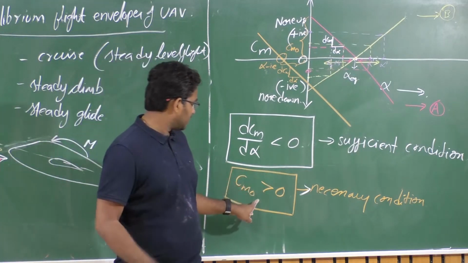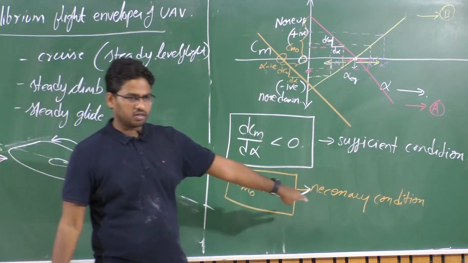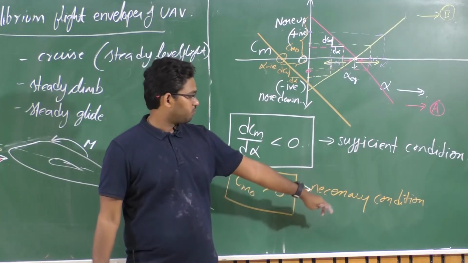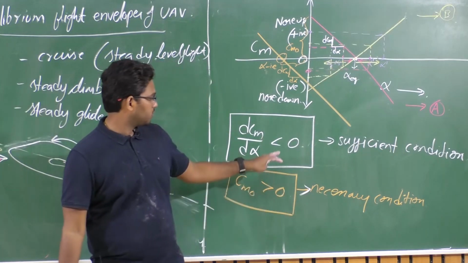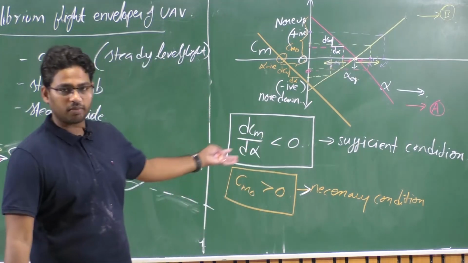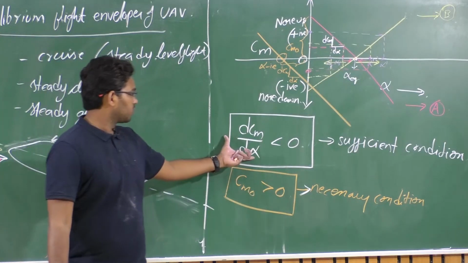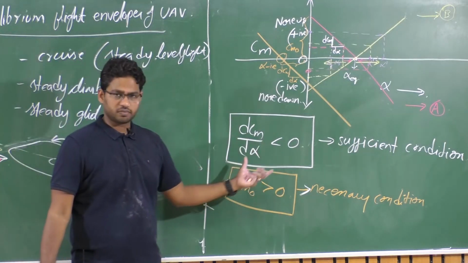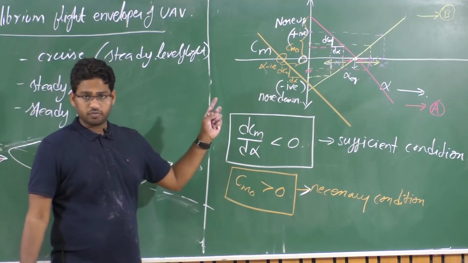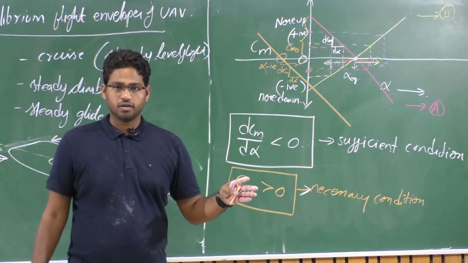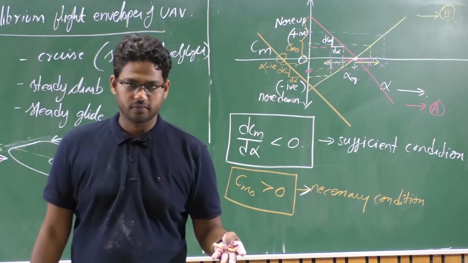So this is the necessary condition. I think in our previous discussion this was mistaken, right? So try to correct this. So this is the necessary condition: to have Cm naught positive and Cm alpha negative. The sufficient condition is that Cm alpha should be negative. So for those aircraft with Cm alpha greater than 0 and Cm naught greater than 0, we can still fly those aircraft, but with an onboard controller.